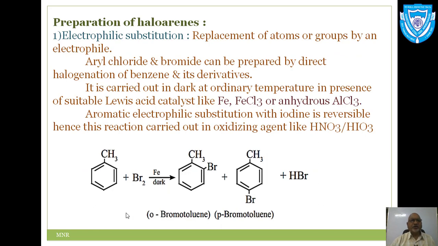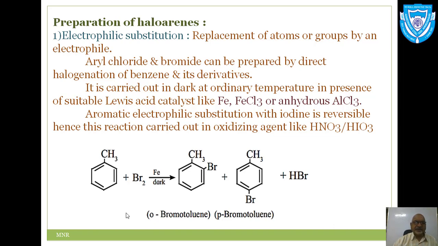The next is preparation of haloarenes. In this, we study preparation of haloarenes, meaning a benzene substituted by halogen, that is, replacement of atoms or groups by an electrophile. Here it is an electrophilic substitution reaction. An electrophile is a positively charged species. So aryl chlorides or aryl bromides can be prepared by direct halogenation of benzene and its derivatives.